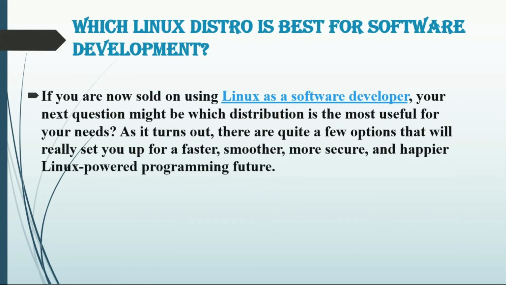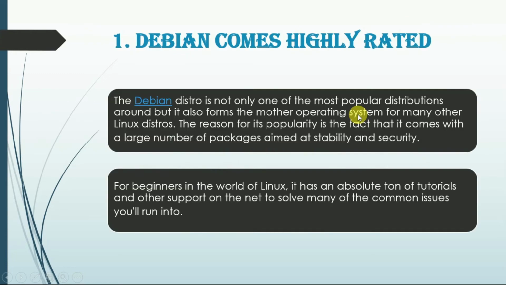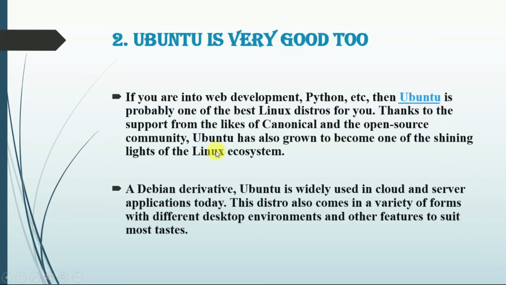And which Linux distro is the best for software development? We can see many, like Debian, which comes highly rated. The Debian distro is not only the most popular distribution around, but it also forms the base operating system for many other Linux distros. Secondly, Ubuntu is very good too. If you are into web development, Python, etc., then Ubuntu is probably one of the best Linux distros for you. Thanks to the support from Canonical and the open source community, Ubuntu has also grown to become one of the shining lights of the Linux ecosystem.